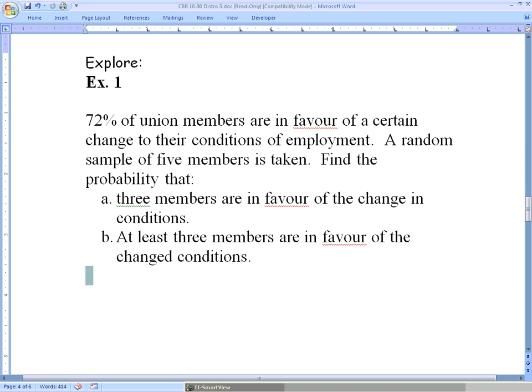So if I had to set this up for part A, we have 5 trials. Now we want to know what's the probability that 3 members are in favor of the change in conditions. Now from last class, we would know the expected value is not 3. 72% of 5 is not equal to 3. We want to know what's the probability that 3 are actually in favor. So we're going to do 5 choose 3. And then we do our probability of success. And again, we're talking about being in favor of it. So the probability of being in favor is 0.72. And we want to have 3 people have that success or be in favor.